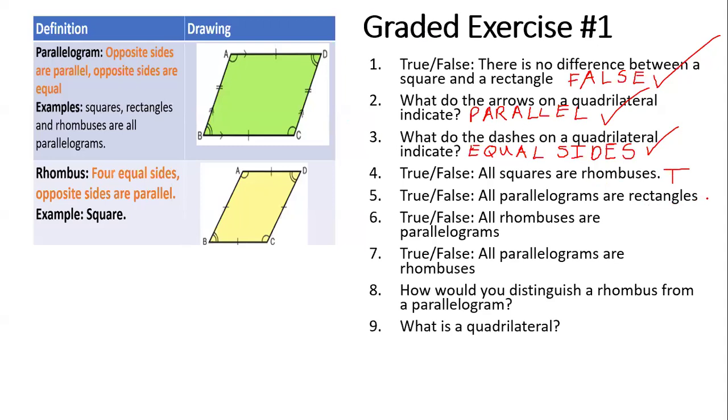False. Give me a parallelogram that's a rectangle. That is not a rectangle. I have true. That's true. Give me a parallelogram. A square. You have true? I have true.